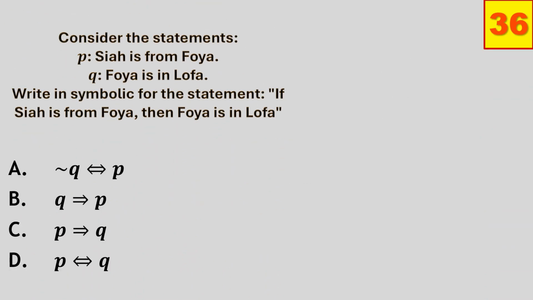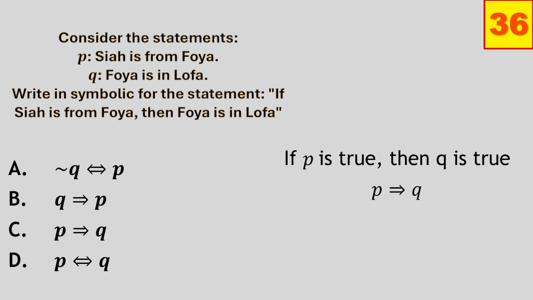Consider the statements P and Q. Write in symbolic form the statement: if Sia is from Foya, then Foya is in Lofa. This is statement P and this is statement Q. This means that if P is true, then Q is true. And this can be written like this. Option C.